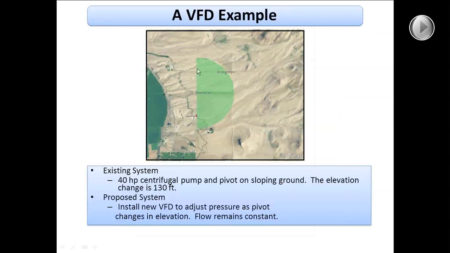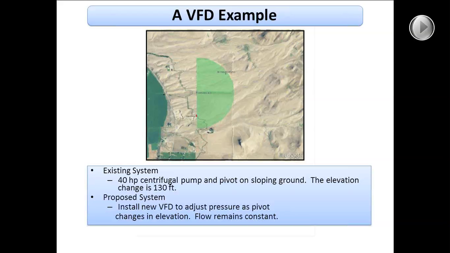The pivot's on sloping ground, and so the elevation change across the pivot at the high point is 130 feet higher than the low point. It looks like the high point's probably in this area, and the low point of the pivot's down here. This is an actual project that was done. 130 feet of head is about 56 psi of difference in pressure.